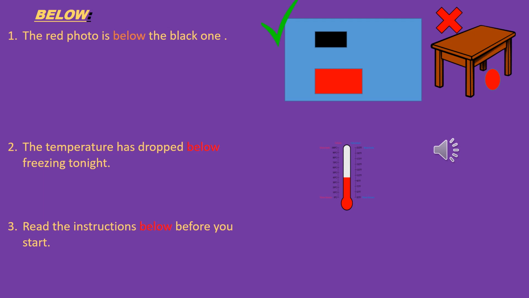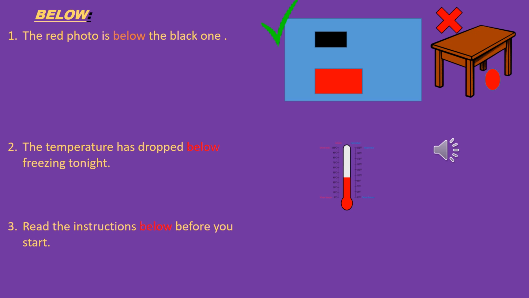Below can be used in different situations, which would also indicate downward position or downward place or direction. Now let's look at these different ideas about using below. Look at the first example. The red photo is below the black one. Now look at the sky blue thing here.